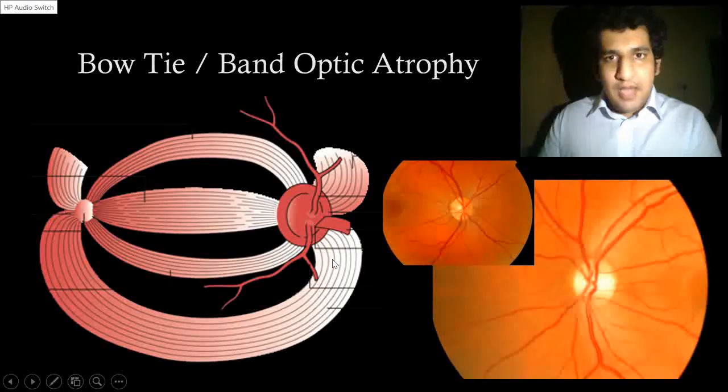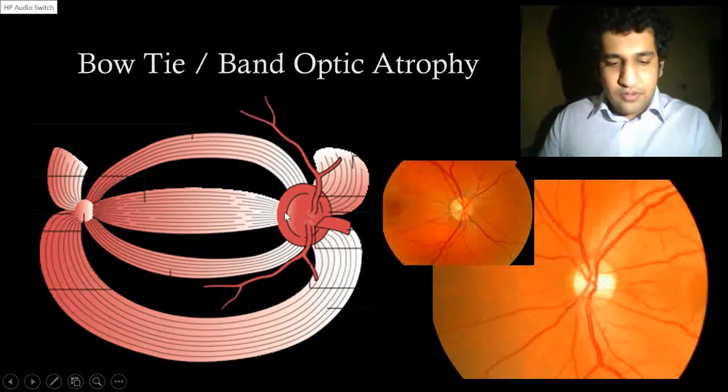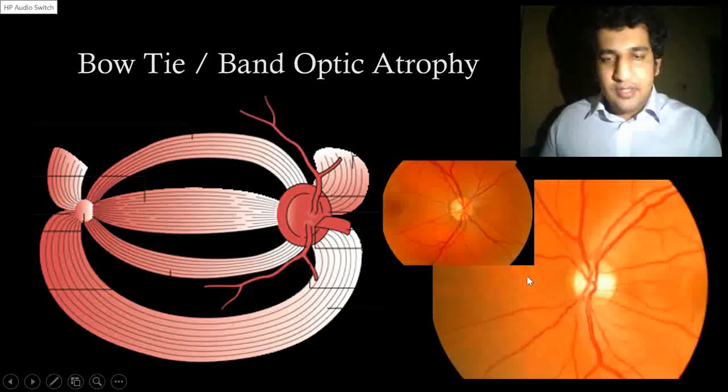So what happens in band optic atrophy is this bundle is affected. It's typically affected in optic tract lesions, so we'll come to that later again. But if the nasal macular bundle and the nasal retinal fibers are affected, just this part is going to atrophy and this part is going to atrophy. So you join them in the center, you get a band. This is normal. This is your band optic atrophy. So it's typically seen in optic tract lesions. We'll come to that later.